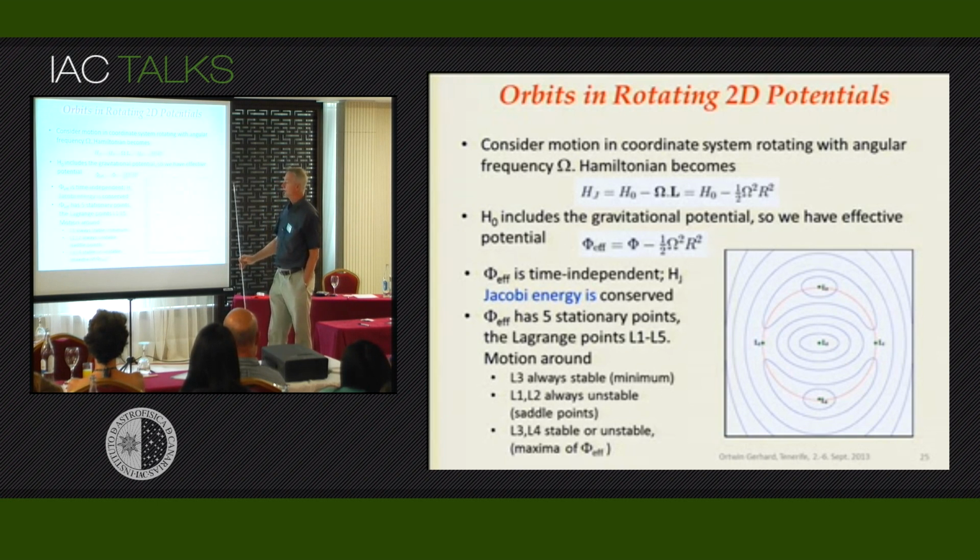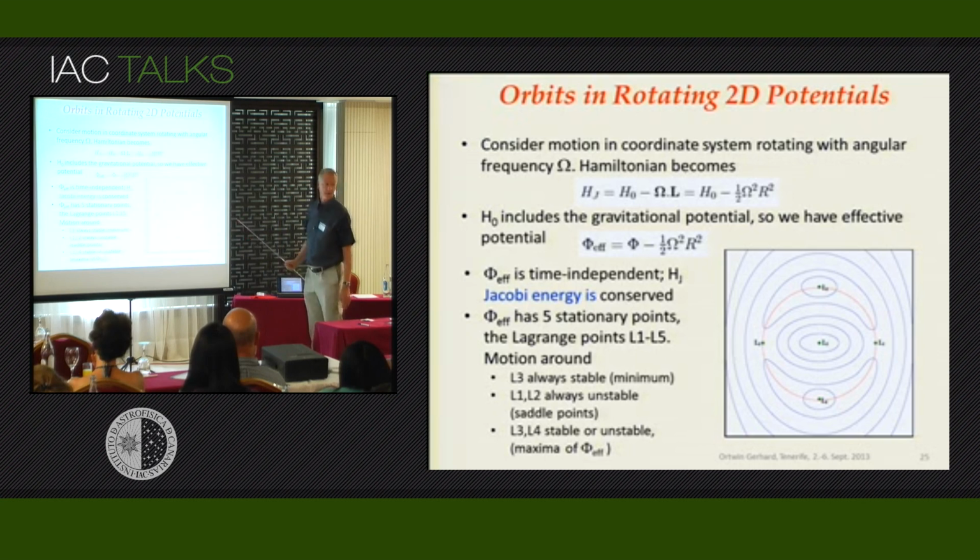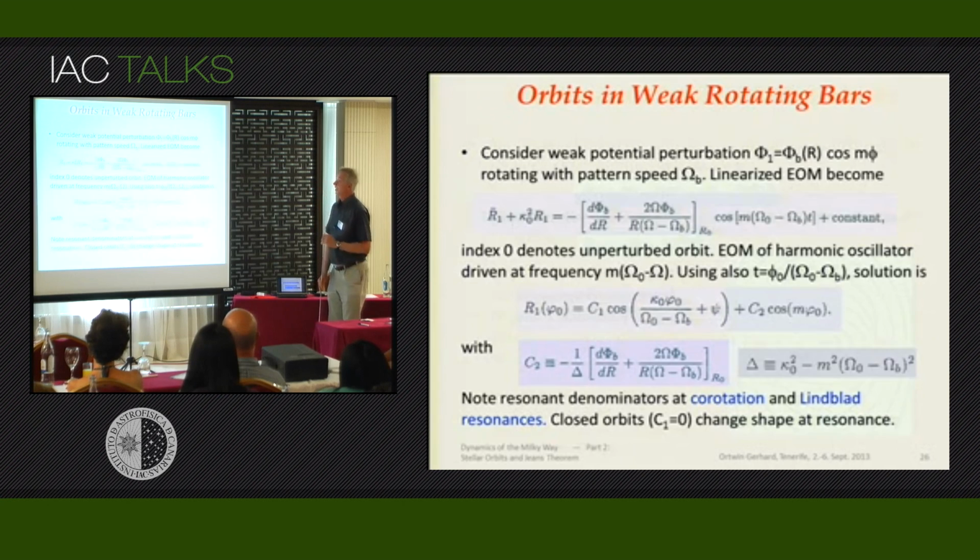Now this red circle here is called the co-rotation radius. That's the radius where the angular frequency of the rotating bar is equal to the angular frequency of a particle in the mass distribution. So that's also the reason why on this circle is where the Lagrange points, the stationary points, must lie.